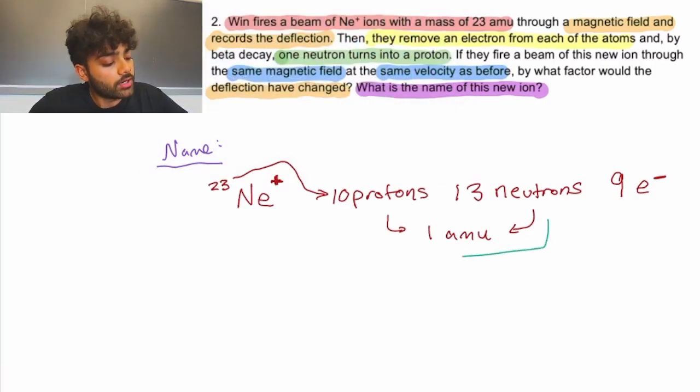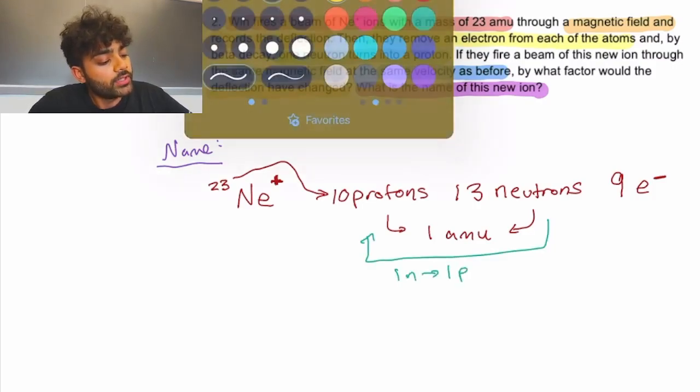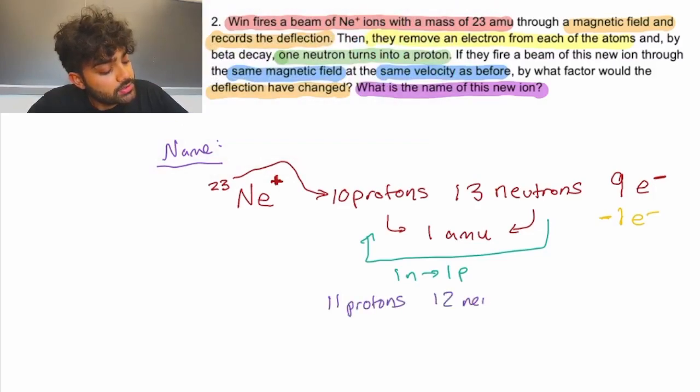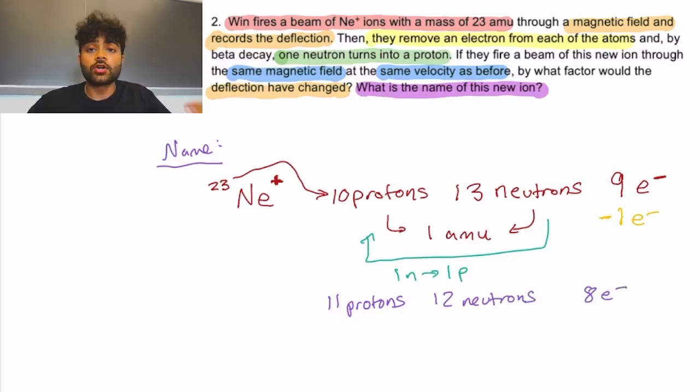Now, we are told that one neutron is converted to one proton by beta decay, and we lose one electron. So, if we look at our final state now, we are going to have 11 protons, 12 neutrons, and 8 electrons. So now let's work backwards to find this name.